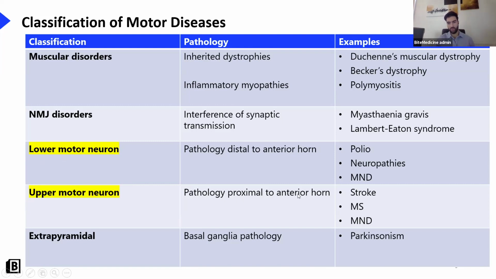But what I really wanted to point out is motor neuron disease can cause both upper motor neuron and lower motor neuron disease. Okay, so that's the key take home from this slide. Other examples of upper motor neuron disease are MS and stroke, and other examples of lower motor neuron disease are your neuropathies and polio.